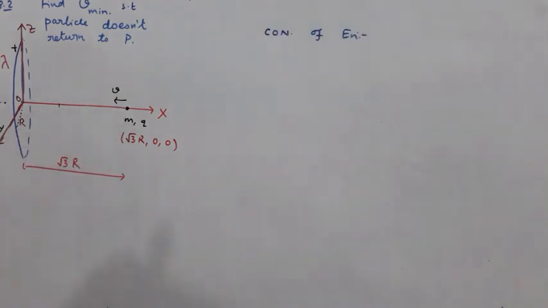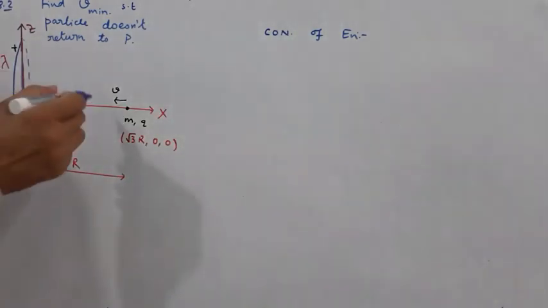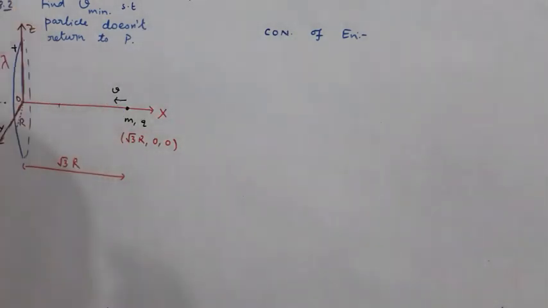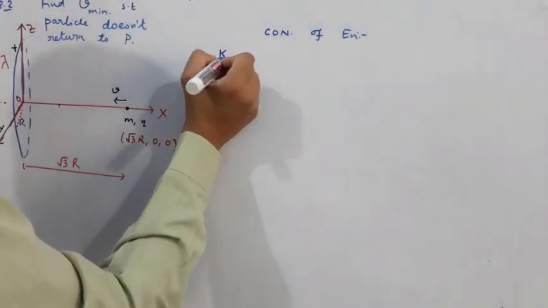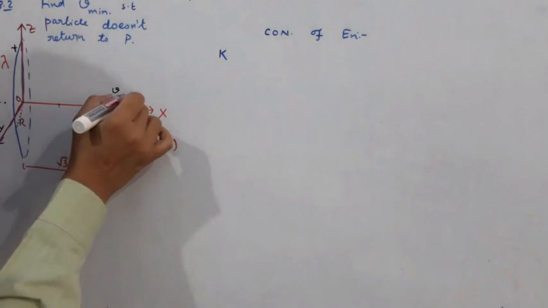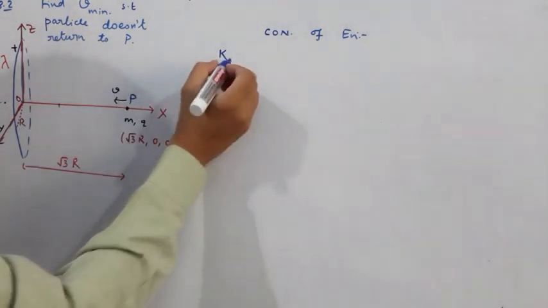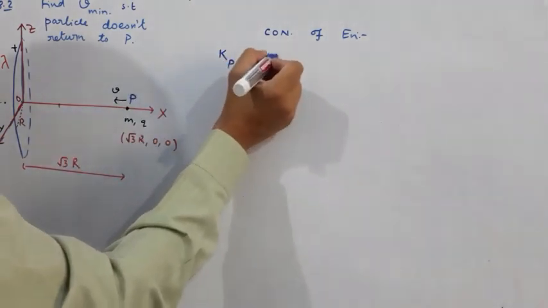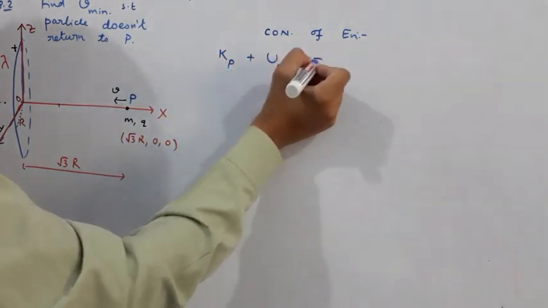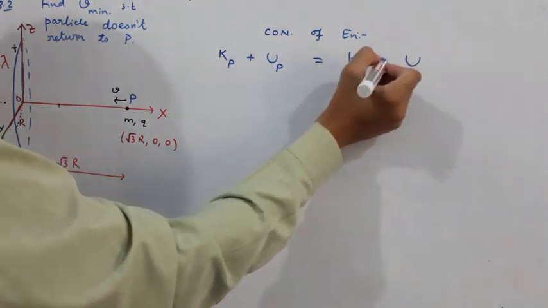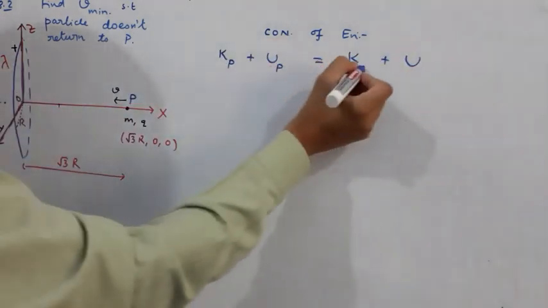To find this minimum speed, we should use the law of conservation of energy. Remember, the electrostatic force is the only force acting on this particle, and that is conservative in nature. Being conservative, the total mechanical energy must be conserved. So the total kinetic energy at this point, which I call P, plus the electrostatic potential energy at P must be equal to the sum of kinetic and potential energies at point O.